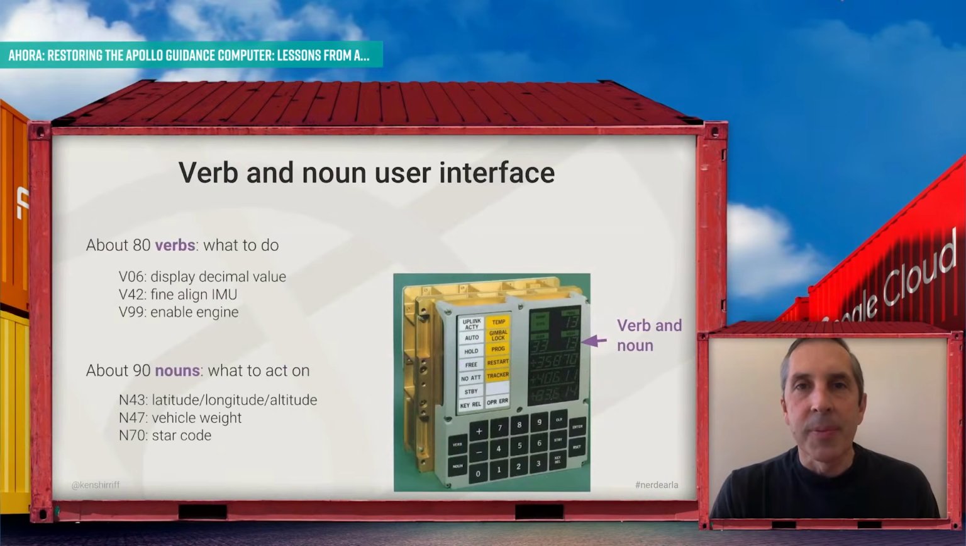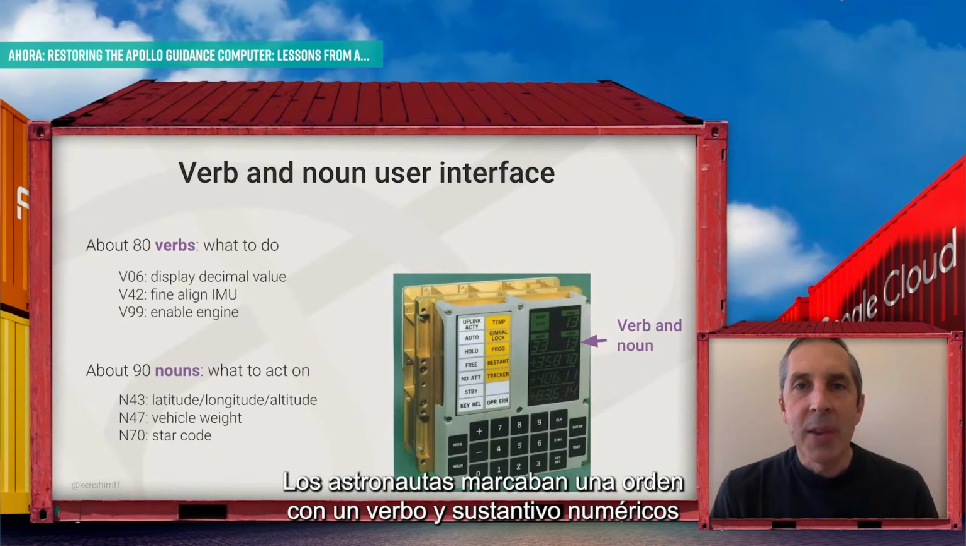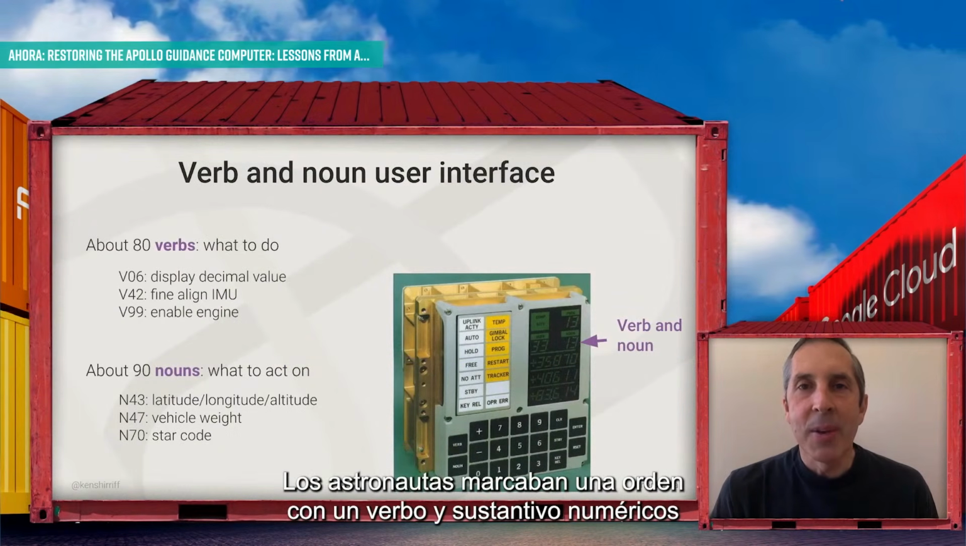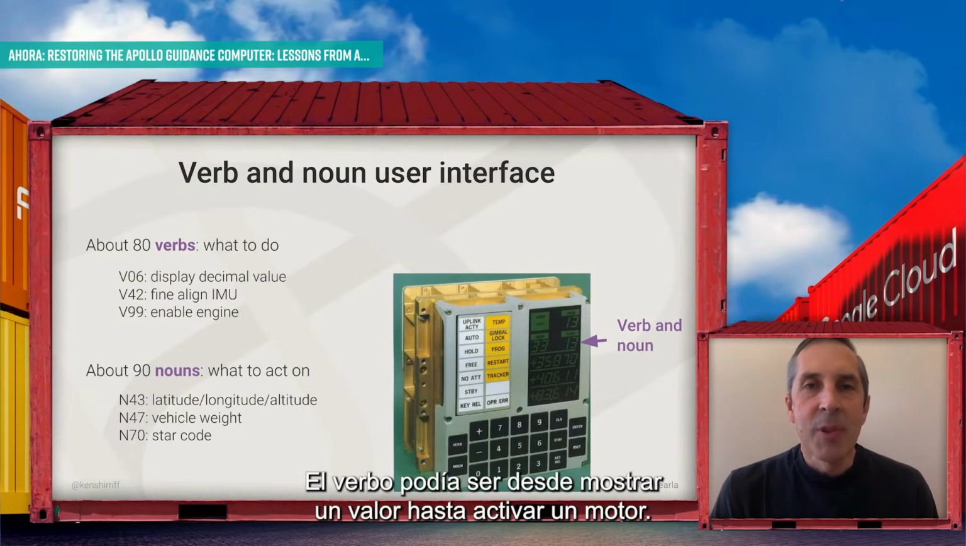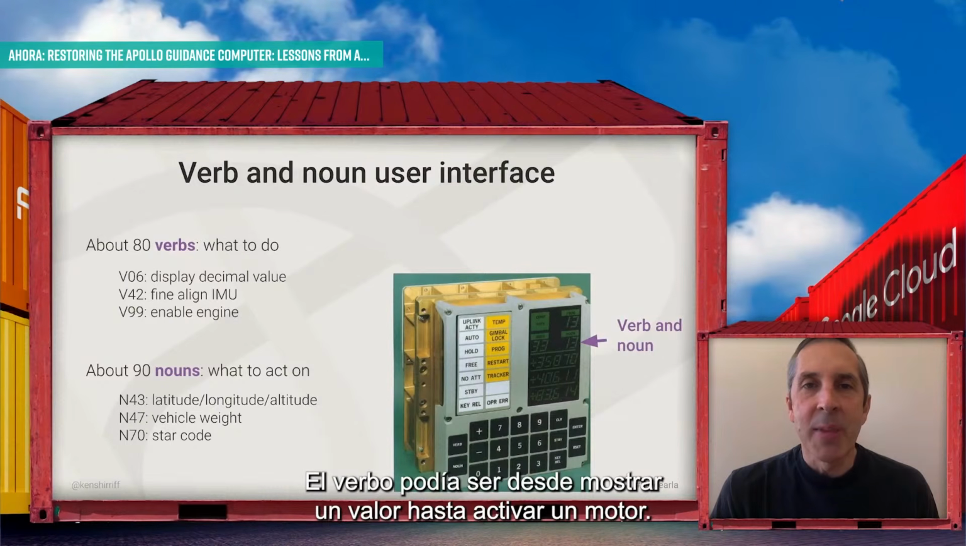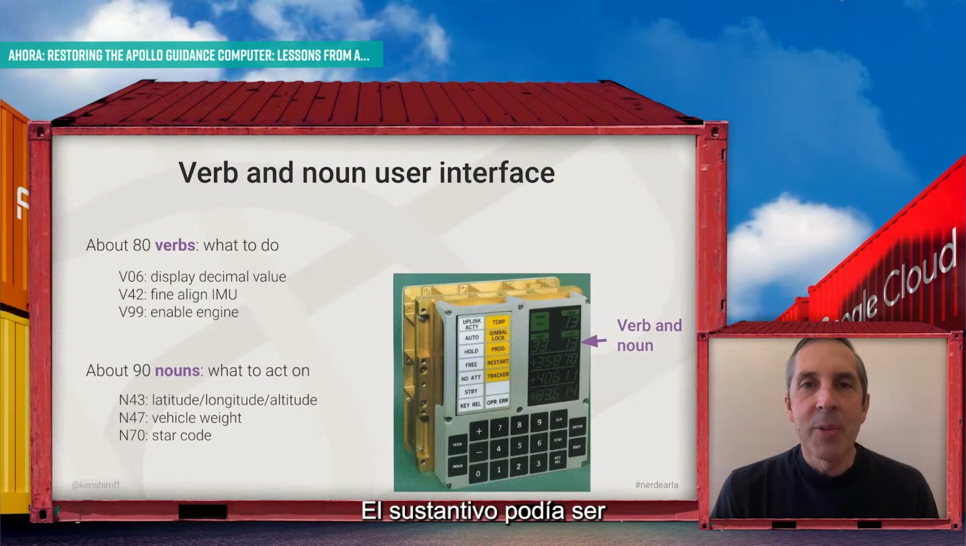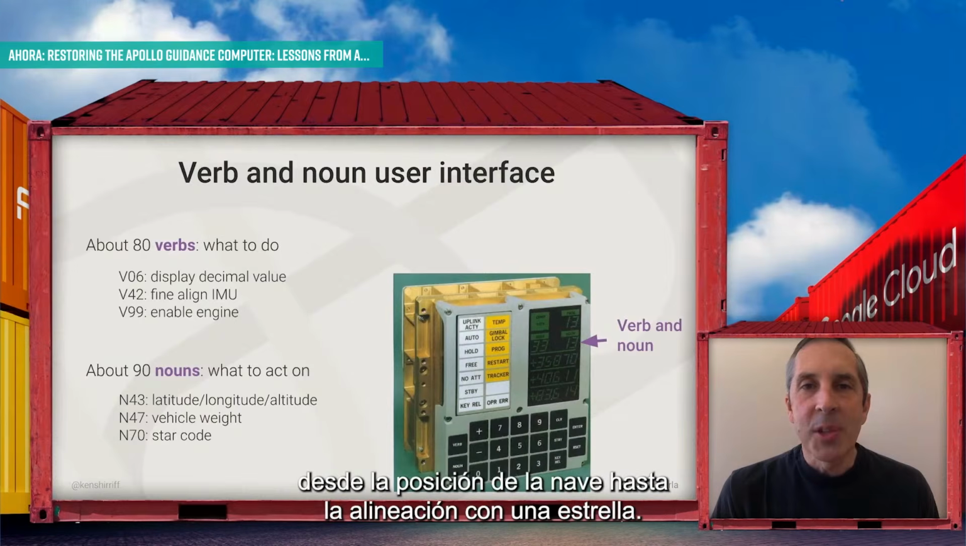Apollo guidance computer. Now, astronauts would enter a command as a numerical verb and noun, specifying an action and a target for that action. A verb could be anything from displaying a value to enabling an engine. And a noun could be anything from the spacecraft's position to selecting a star for alignment.